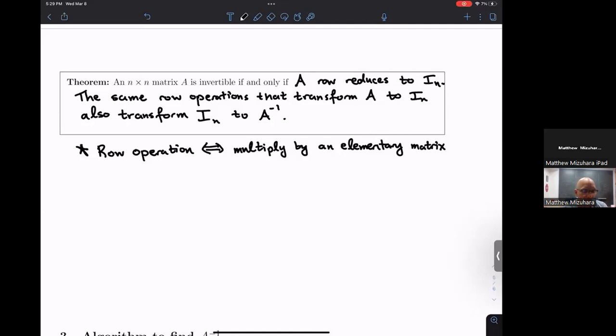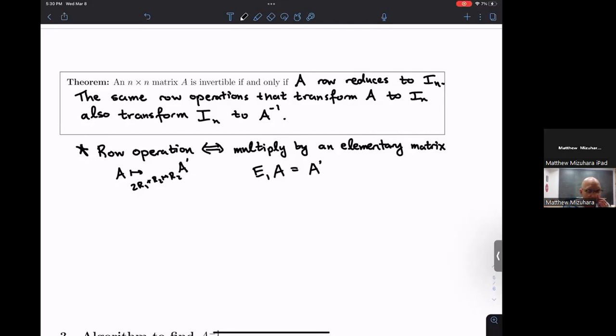row operation, okay? In other words, doing something like 2R1 plus R2, replacing R2, gives us a new matrix, A prime. That's the same thing as starting with A, multiplying by some elementary matrix, and the result I get would be that same A prime. Okay, so why do I need this observation?